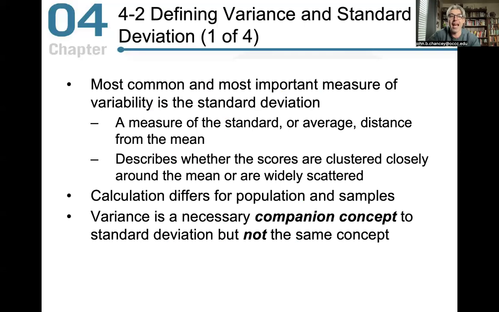It is a measure of the average distance from the mean, sometimes referred to as the standard distance from the mean. It describes whether our scores are more clustered together or more spread out, more scattered. The calculations will differ for population and sample, which we'll get to later on. Variance is necessary to understand standard deviation, but they are not the same concept, so keep that in mind. A lot of times when you run your data through a program like SPSS, you actually get both, so it's not a big deal.